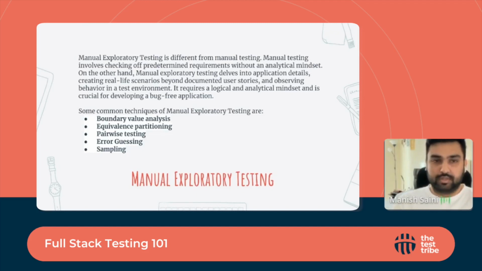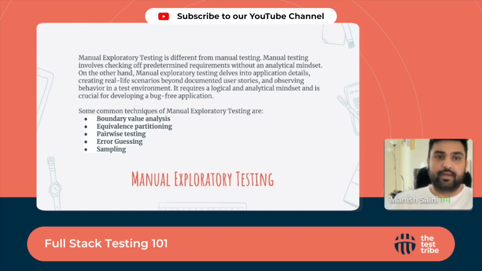We need to take care of this part, because not every feature is just tested by developers against what is written in the user story. They have some use cases, some test cases for them already. So we have to think beyond that, like what the user will think, what kind of user base we have, what the age of the users we are catering to is, and how they will behave in our application. These are all the things we will cover in manual exploratory testing.